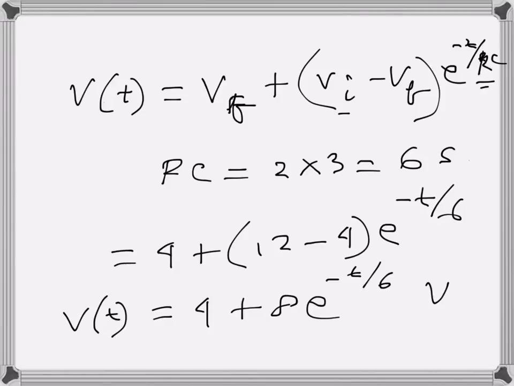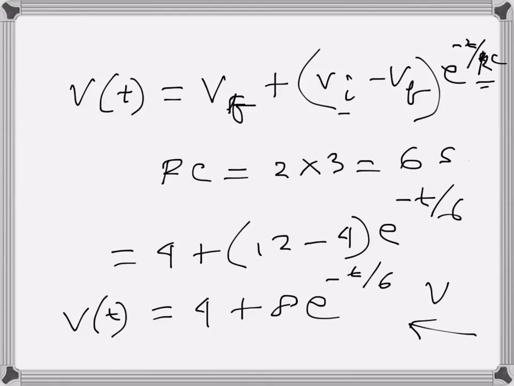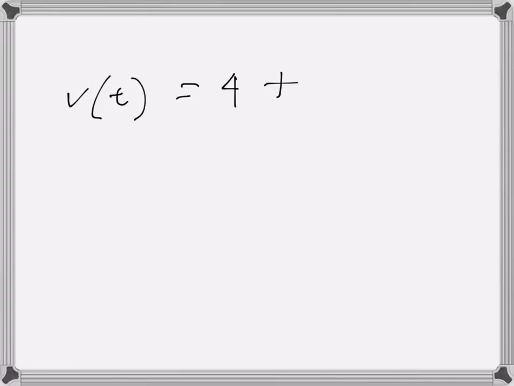This is the way it will discharge. And if we look at this equation, when t is equal to 0, V becomes 4, and this part becomes 1 because t is 0, so e to the power 0 is 1, so 4 plus 8, 12 volts. That is when t is equal to 0.